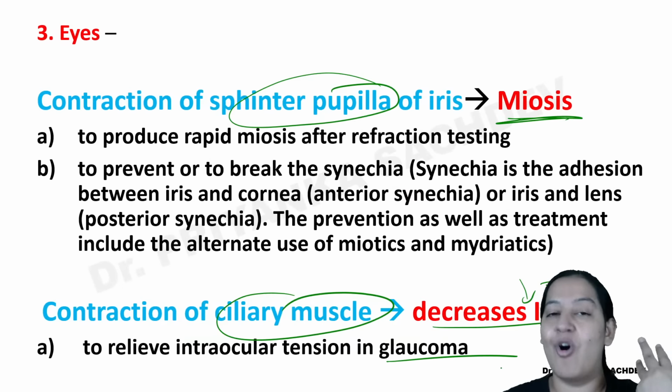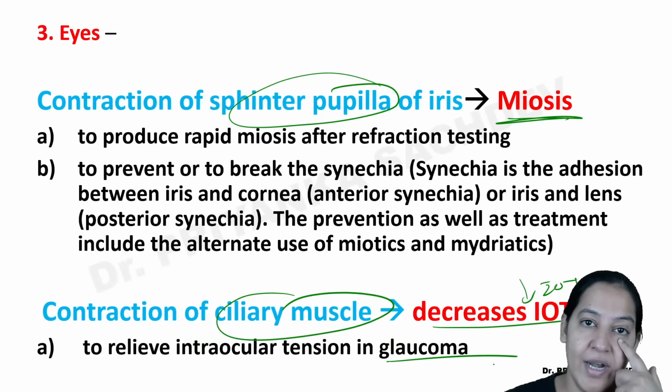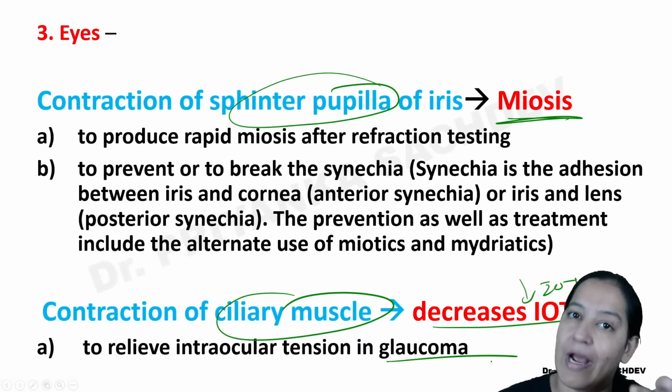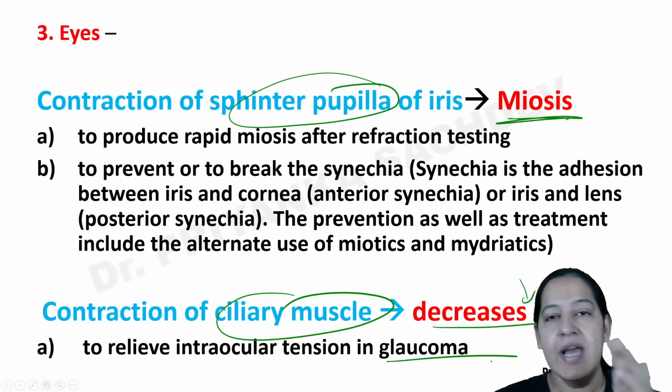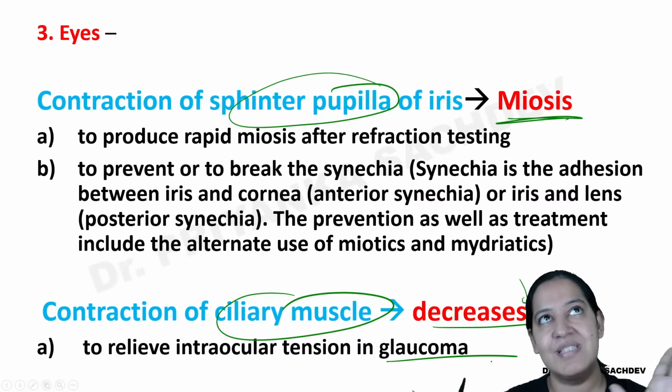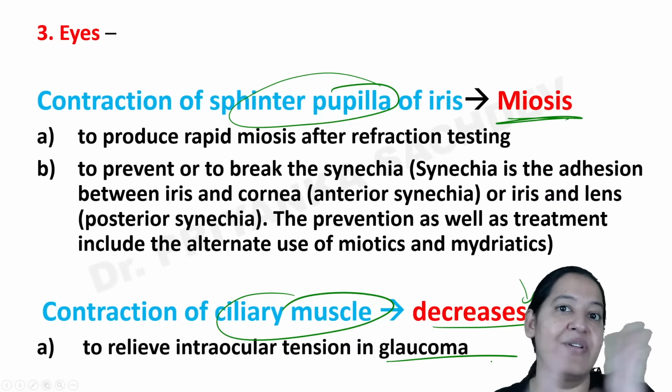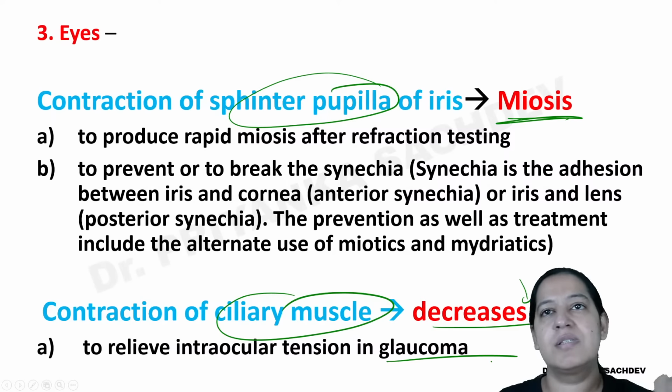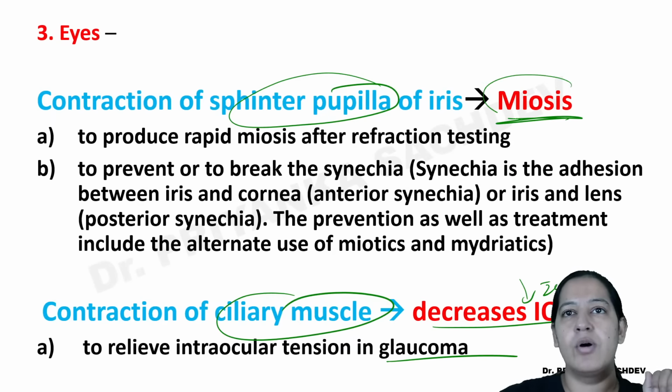What is glaucoma? Glaucoma is a disease in which the intraocular tension in the eye is increased because of more aqueous humor, more pressure of the aqueous humor. These drugs cause drainage of the aqueous humor. They increase the drainage by increasing the angle and the trabecular meshwork. So it is decreasing IOT, and it is also causing meiosis.